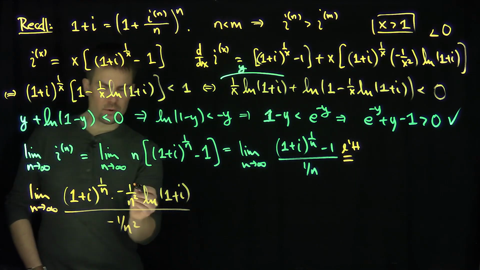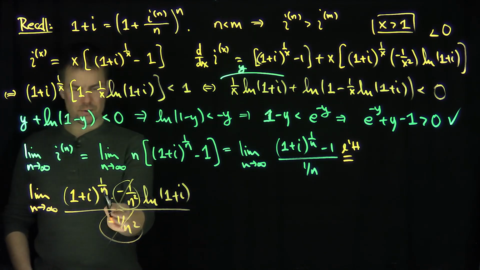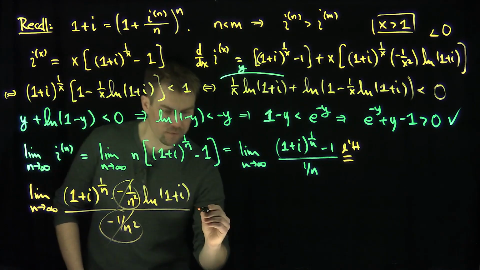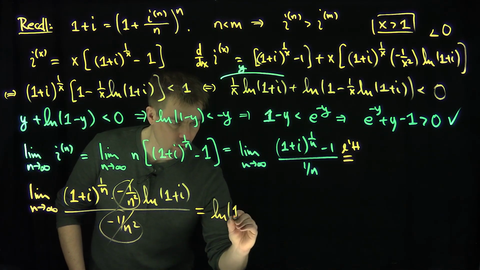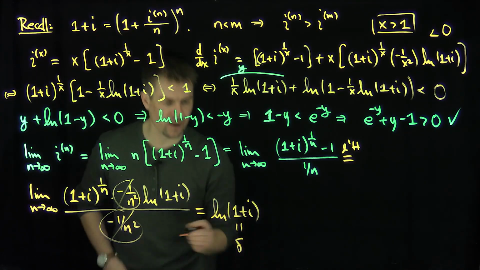And now the negative 1 over n squared terms are going to cancel out. As n goes to infinity, 1 over infinity is 0. (1 plus i) to the power 0 is equal to 1. So this just converges to the natural log of 1 plus i. We know that that's the constant force of interest delta over here. So that's our value delta.